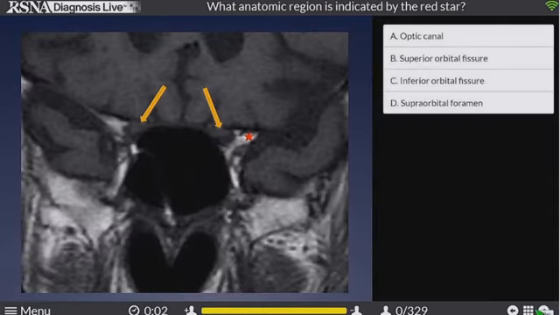All right, our next question. There is yellow arrows, kind of like I'm helping you a bit here, showing you where the optic nerve is, living in the optic canal. I gave part of that away there. That's okay. There's a red arrow, red star there. What anatomic region is indicated by that red star?